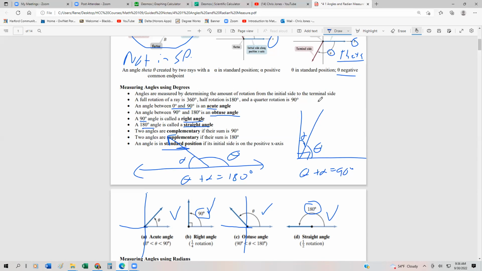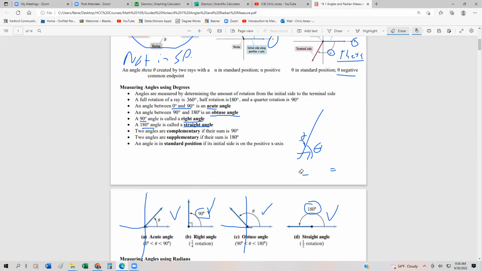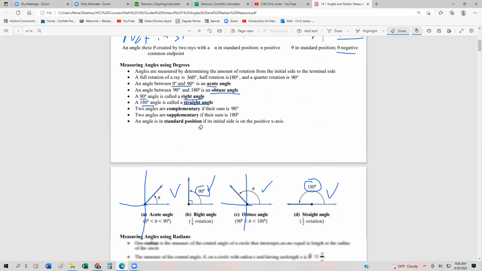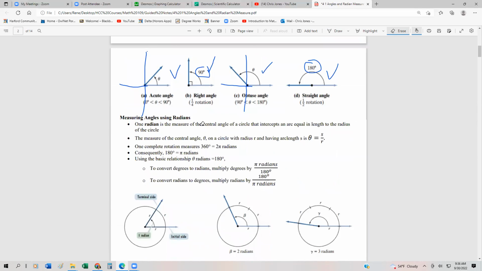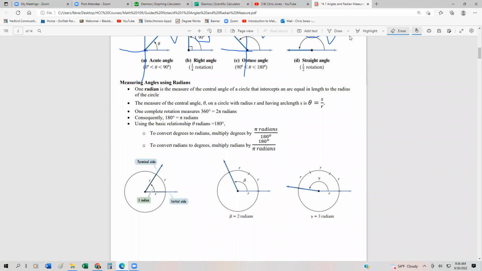And we've already defined standard position. Standard position means that the angle is on the positive x-axis where it starts. As we're going through, it's important to make sure that we understand these terms. We're going to apply all these terms in subsequent videos, but for right now, we just need to make sure that we have a good working vocabulary. So that's degree measure. Radian measure is generally a little more difficult for folks to understand, but not too bad.